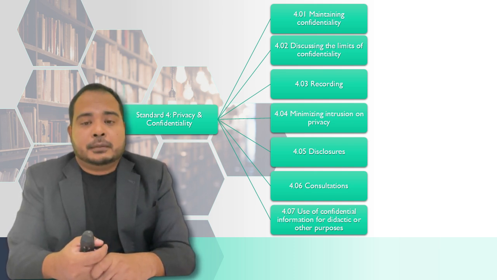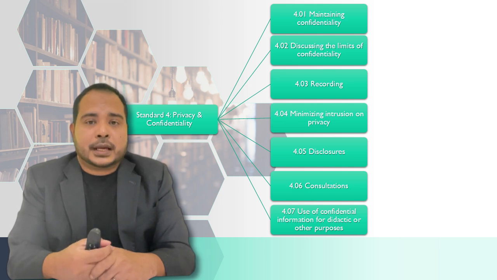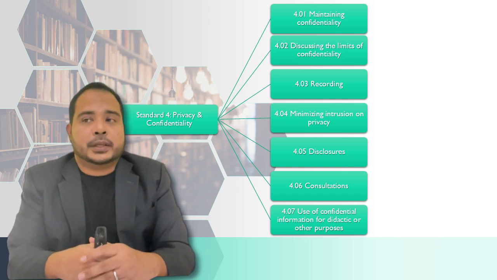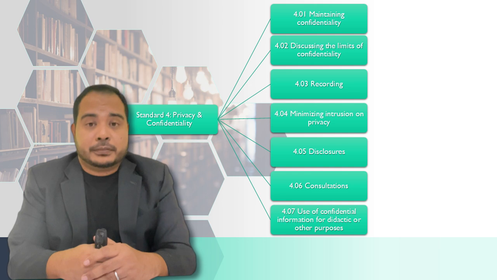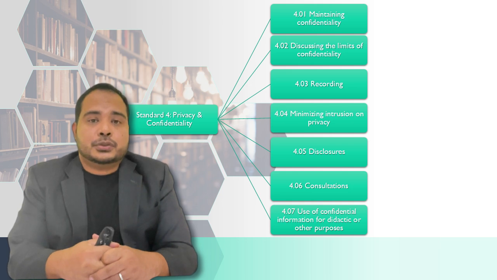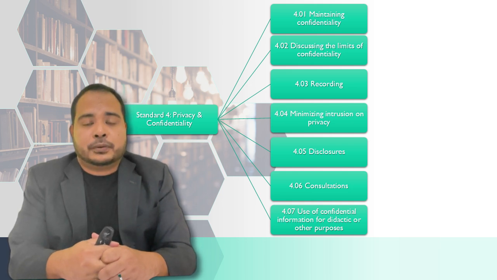And then in part 4, we discussed disclosure, whether it's consented or legally required. And then we also discussed how we can protect the privacy and confidentiality of our client when we are involved in consultation with other IO psychologists, other experts. And just now we completed discussing 4.07, use of confidential information for didactic or other purposes.